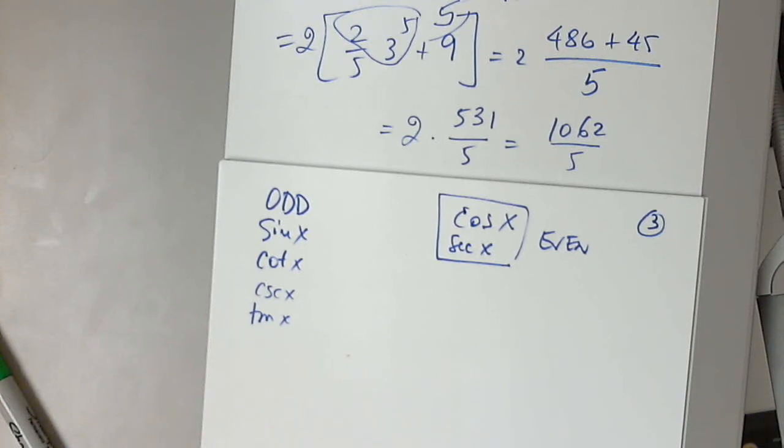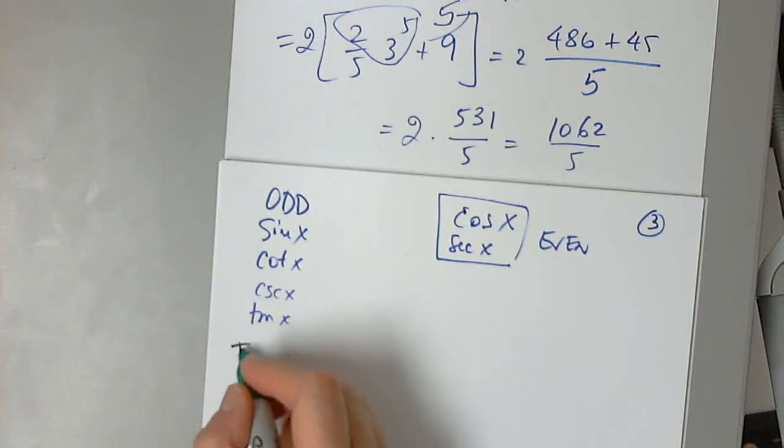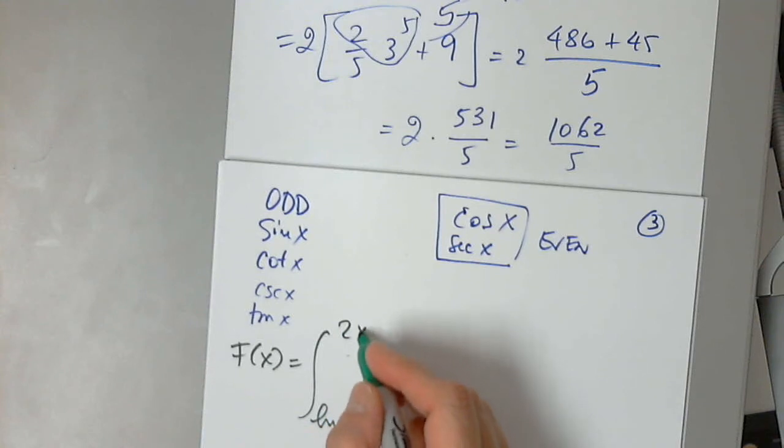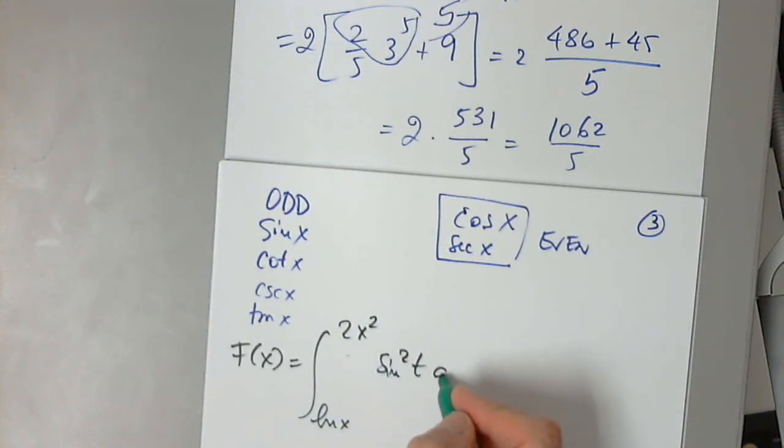How about number 8? Yes, very good. With number 8, we have a function given in the form of an integral from natural log x to 2x of squared sine squared t dt. This is a function. We're not asked to find the integral. We are asked to find the function's derivative, so we are asked to find f prime of x.